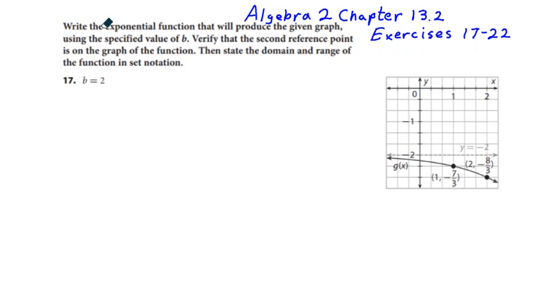And in this, I'm going to read the instructions first. Write the exponential function that will produce the given graph using the specified value of b. Verify that the second reference point is on the graph of the function, then state the domain and range of the function in set notation. So I'm going to go first to problem 18, and here we have a graph to the right. It's not really clear in the instructions, but I'll explain how these reference points work.